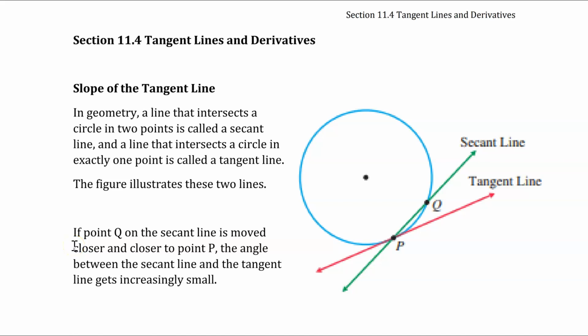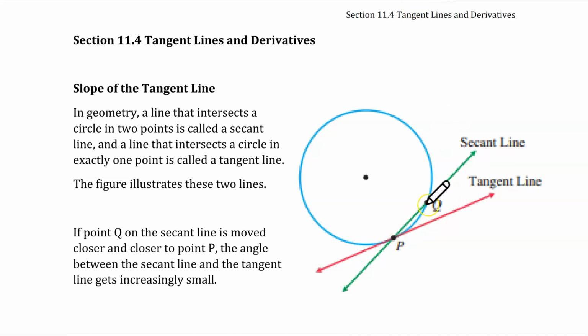We shall now discuss tangent lines and derivatives. In geometry, a line that intersects a circle in 2 points is called a secant line, and a line that intersects a circle at exactly 1 point is called a tangent line. Now let's consider the secant line and the tangent line in this figure here.